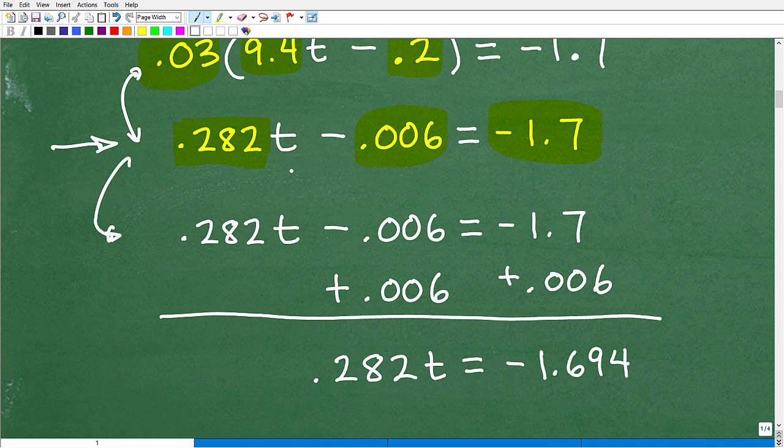The next step would be just like the basic example I showed you in the beginning: we need to get all the numbers to the right-hand side of the equation.